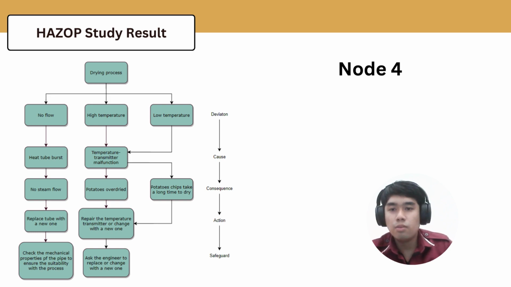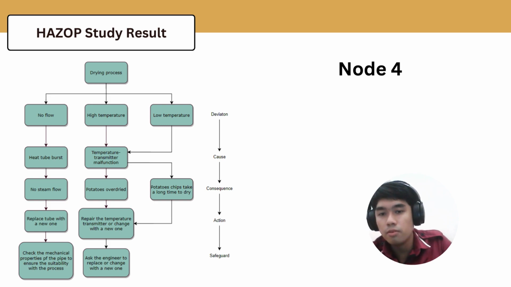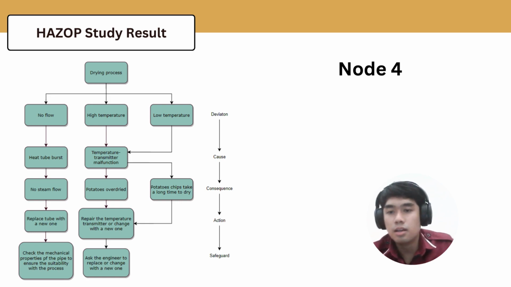So for node 4, we have the drying process. So the first deviation is no flow. It is because of a heat tube burst. So the consequence will be no steam flow, and the action is to replace the tube with a new one. The safeguard is to check the mechanical properties of the pipe to ensure that the tube is suitable with the process.